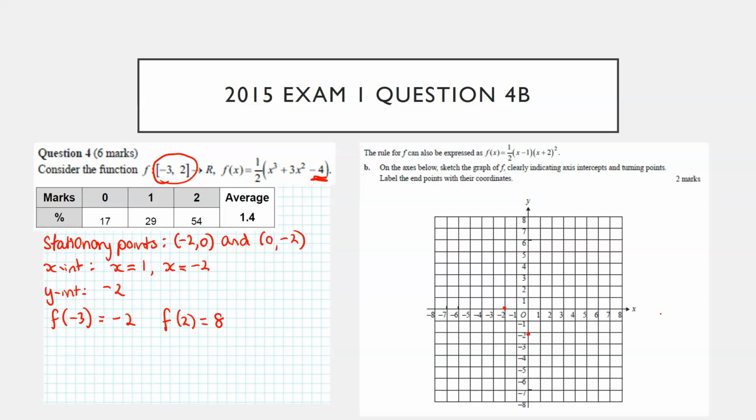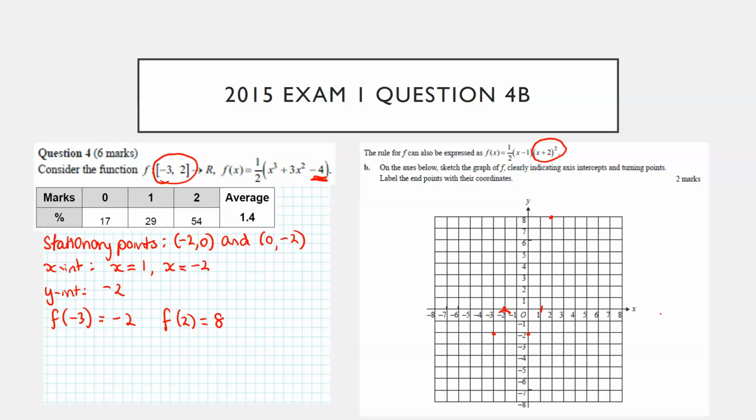Okay, so let's get those points in. So x-intercept here. At -2, I've got an x-intercept. Notice that because that point is squared, it's going to be touching. So it's going to touch there. My y-intercept is at -2, and I have endpoints at (-3, -2) and at (2, 8).